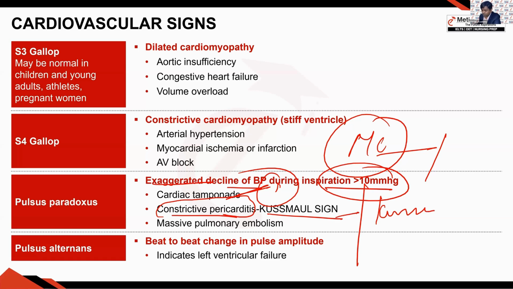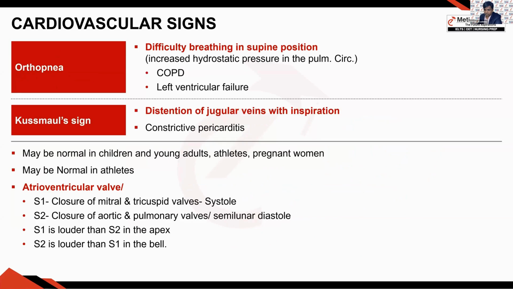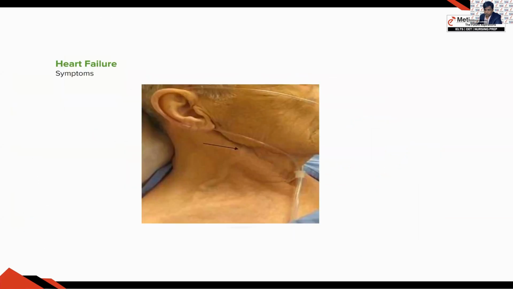Kussmaul sign is different. Now we only studied distension of the jugular vein. What is Kussmaul sign? Distension of jugular venous pressure during inspiration. Okay, Kussmaul sign, I have the image. I'll show. Kussmaul sign, constrictive pericarditis. That image I have, right? This one. This is known as Kussmaul sign. JVD distension during inspiration.